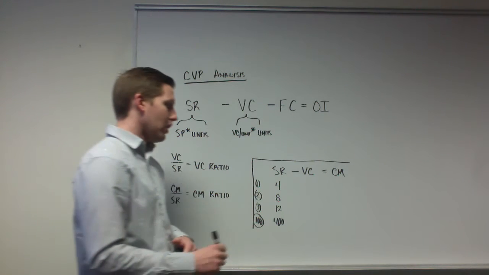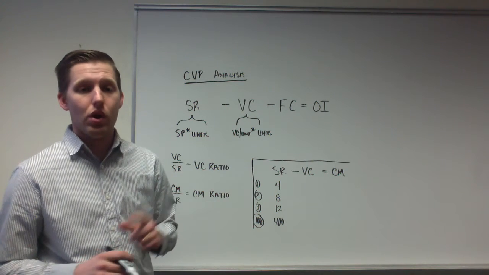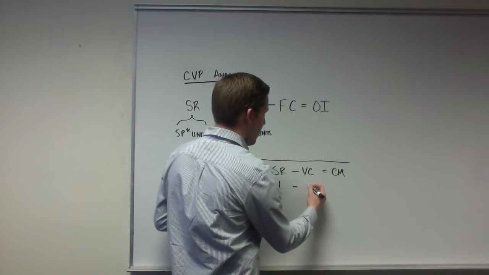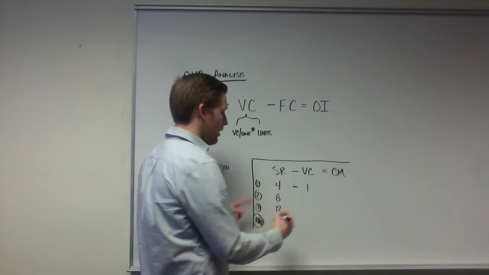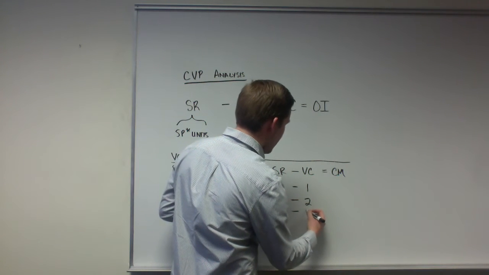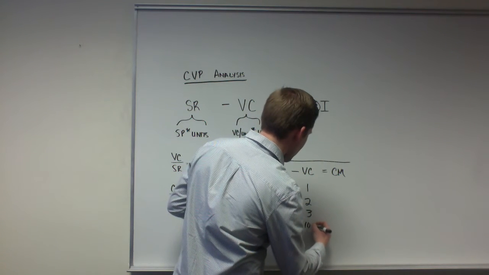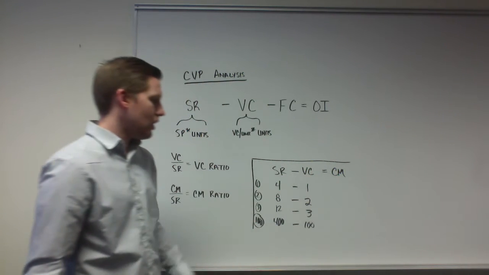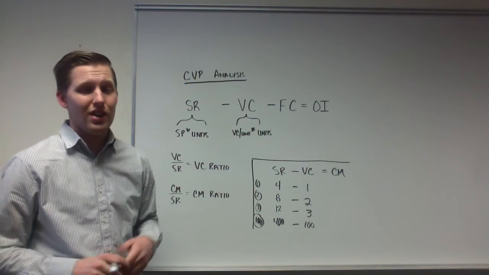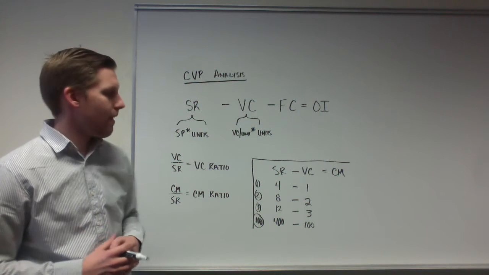Depending on how many units I sell, that's going to determine my sales revenue. Now let's talk about variable costs. Let's say the variable cost of my units is $1. So if I only sell 1 unit, then my total variable cost will be $1. If I sell 2, then it will be $2. If I sell 3, then it will be $3. If I sell 100 units, it'll be $100. So again, my variable cost is just $1 per unit. The total variable cost is going to depend on how many units I sell.